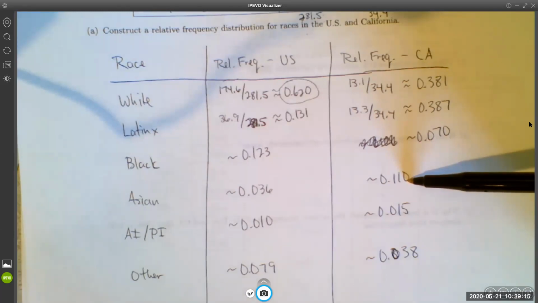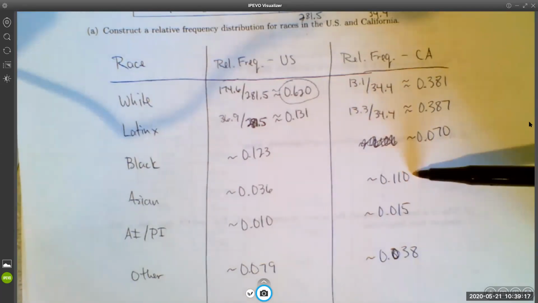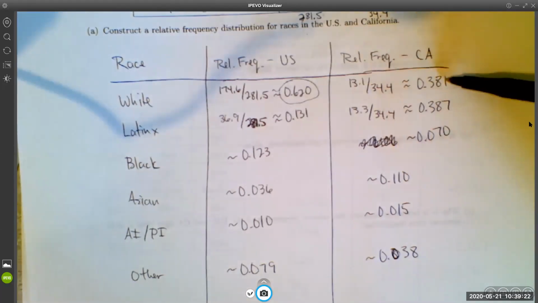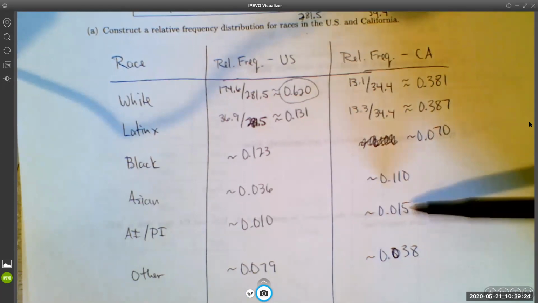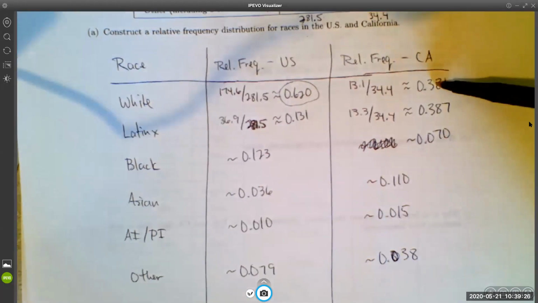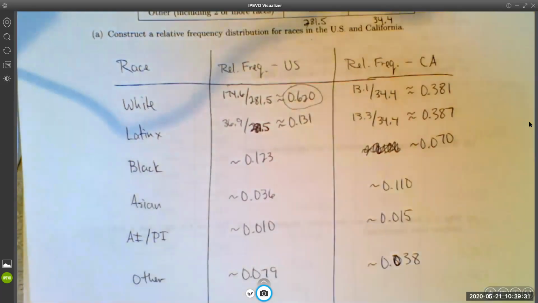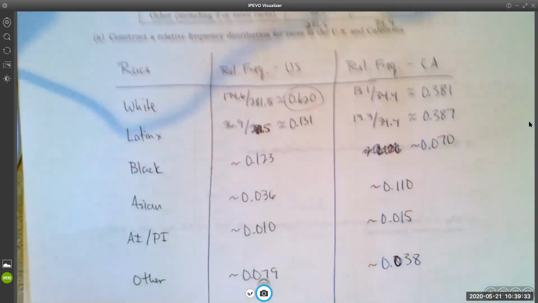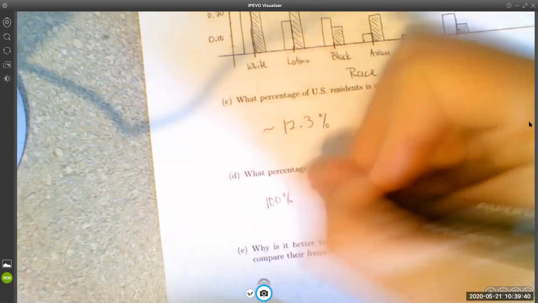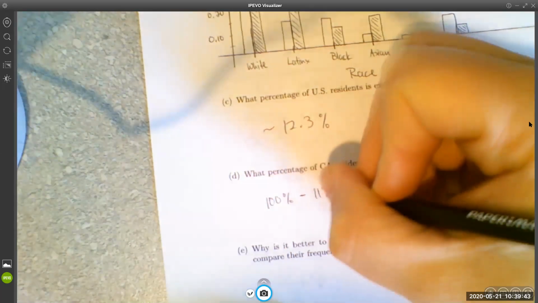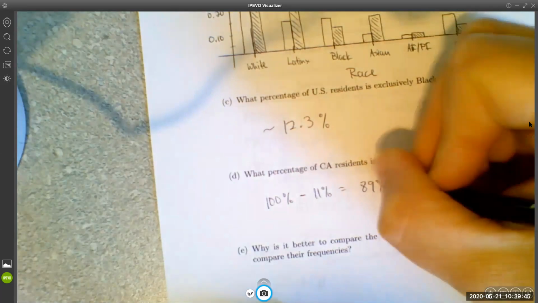The other way you could do it is you could say, well, if they're not exclusively Asian, so if they're not in this category, then they're in one of these other 5 categories. This one, this one, this one, this one, or this one. And so you could just add this plus this plus this plus this plus this, and that would also give you 89%. Okay. In either case, you would say 100% minus 11%, right? So in either case, 89% is your answer. Okay.